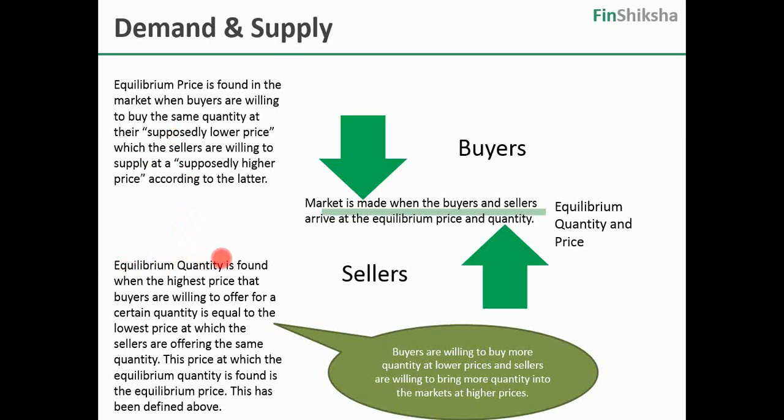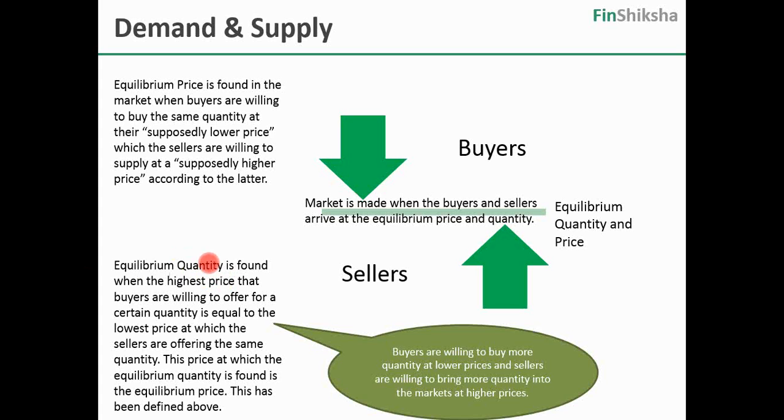Correct. Now, equilibrium quantity is found when the highest price that buyers are willing to offer for a certain quantity is equal to the lowest price at which sellers are offering the same quantity. So let's say I want to sell 10 kgs of rice, and the lowest price I'm willing to accept is, let's say, $1 per kg. So that brings me to something like, for argument's sake, close to $10 for 10 kgs of rice. The moment I find that the highest price a buyer is willing to pay is $9 for the same amount of rice, then either I will lower my price or they will increase their bid to eventually arrive at the equilibrium quantity.